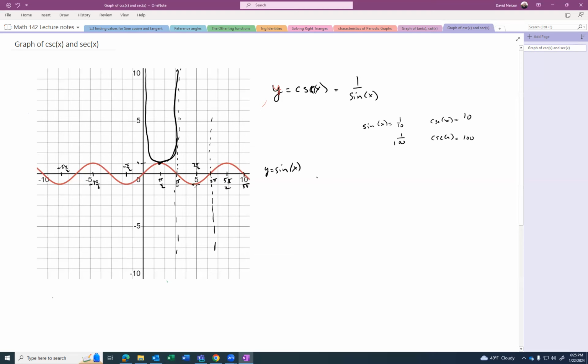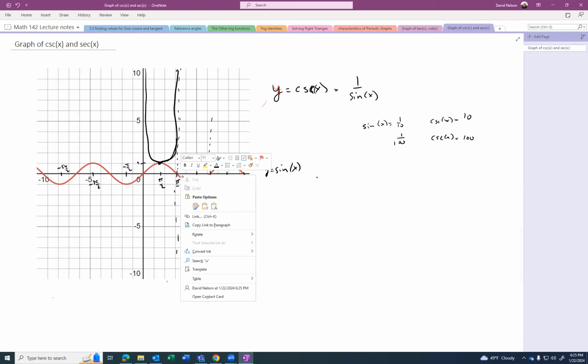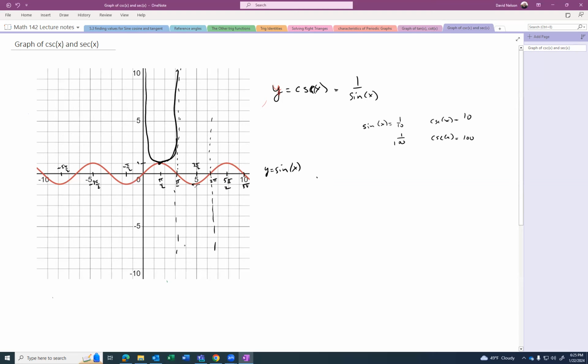And then as I'm in here next to pi over 2, the y value is going to be very large again, but negative for cosecant. Sine is going to be very small, but cosecant is going to be very large. And so I get another U-shaped graph where I have 2 asymptotes. But everything on this side is below the x-axis because the sine function itself is negative. When the sine function turns positive, I end up with another one of these U-shaped things happening there.